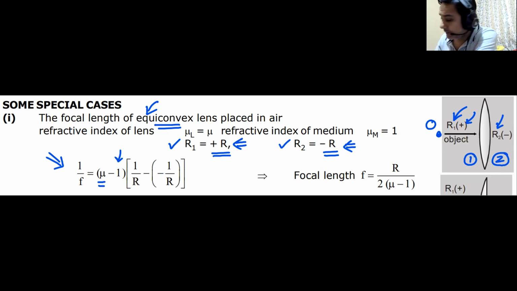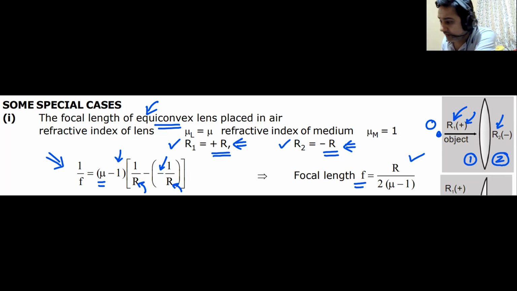It's 1 by R1 minus 1 by R2. R1 is plus R, R2 is minus R. So we have one more minus sign here. Minus minus becomes plus. So it becomes 2 by R. If I solve this, this will be the focal length.